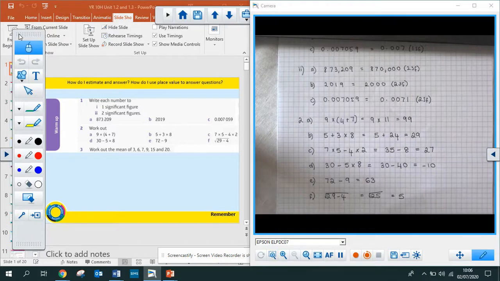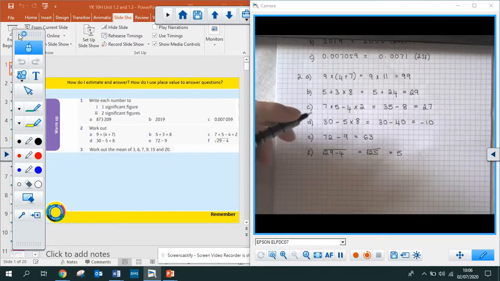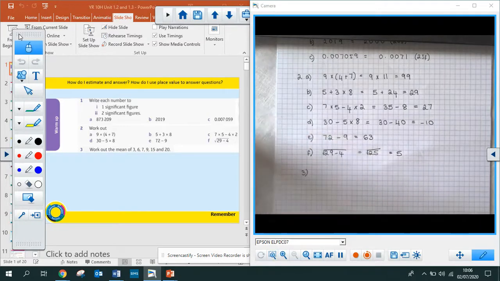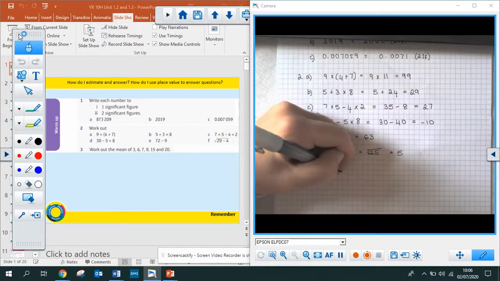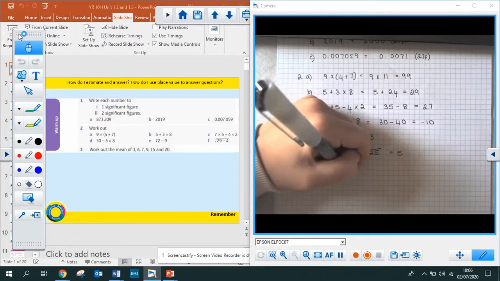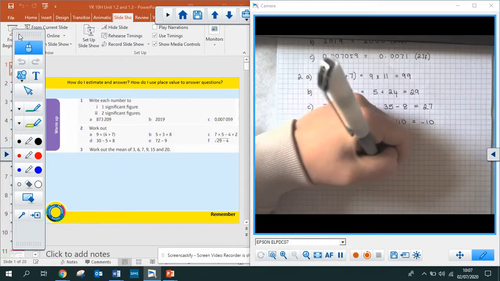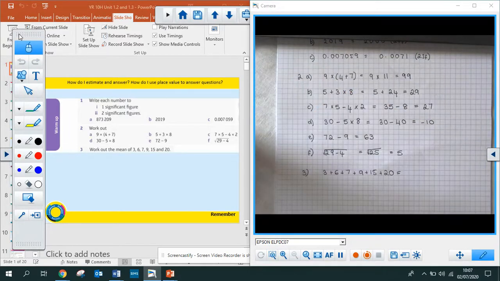Then, question 3 has asked you to find the mean of 3, 6, 7, 9, 15, and 20. Okay, so this is question 3. So you want to work out the mean. To work out the mean, you need to add them all together and divide them by the number that there are. So there's 3 plus 6 plus 7 plus 9 plus 15 plus 20. So we need to work that out first.